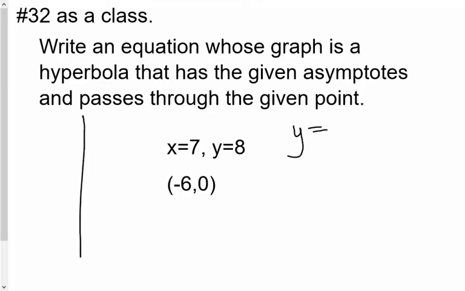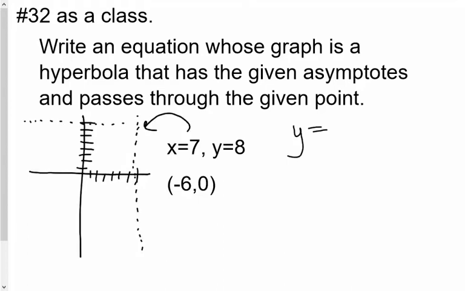The first thing, x equals 7. And if you guys remember, that is a vertical line going through the x-axis at 7. y equals 8 is a horizontal line going through the y-axis at 8. Okay, so a couple things here to note. We move our graph to the right 7.